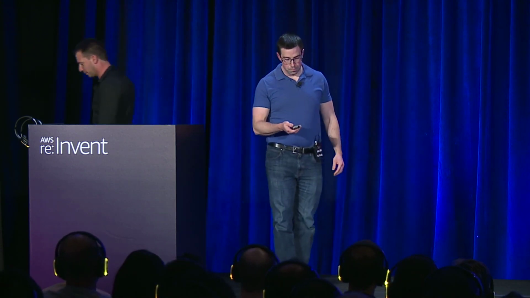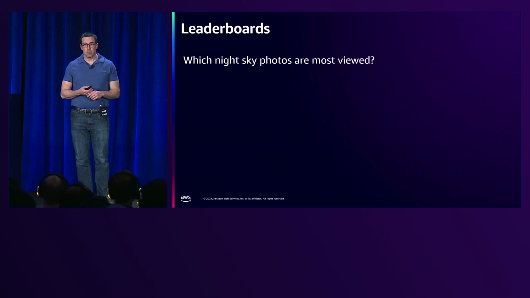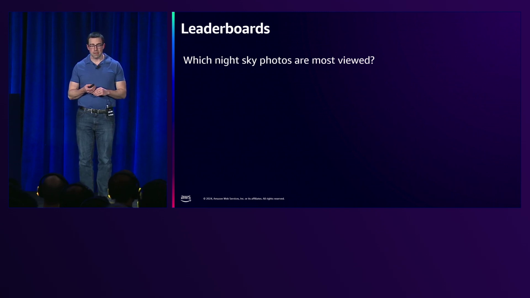Thank you, Yaron. So I want to talk through a couple of examples of how you can leverage ElastiCache and the Valkey API to power some real-time analytics use cases for our example application here. The first question we want to answer with respect to our Night Sky marketplace is which of the photos are most viewed? And for that, we want to use something like a leaderboard.